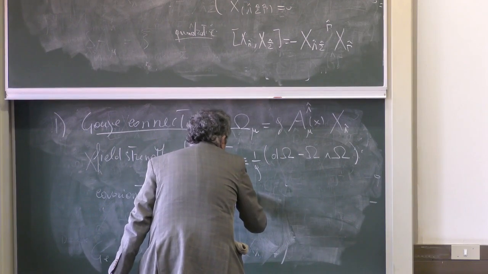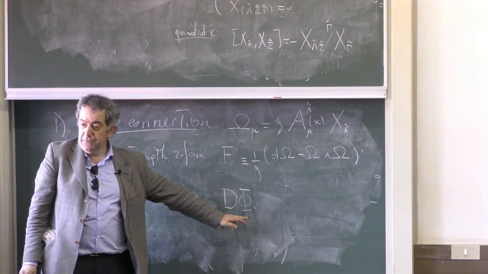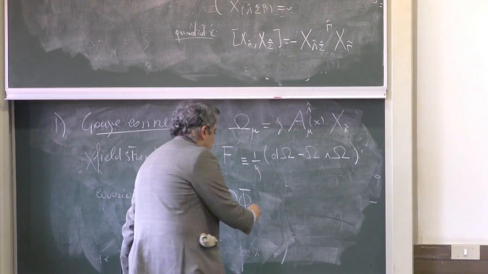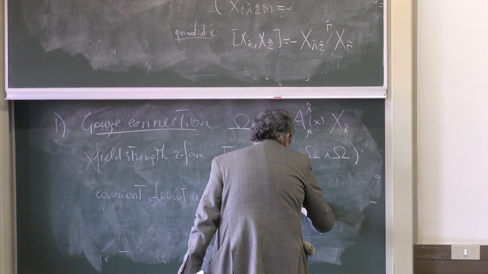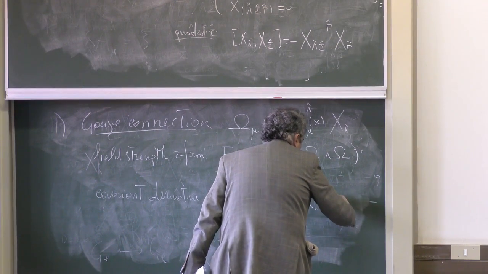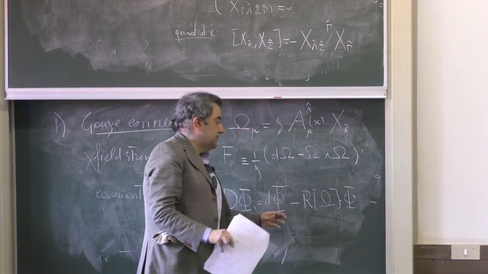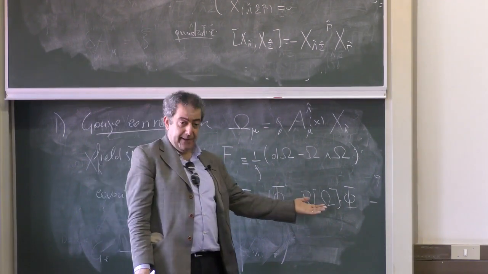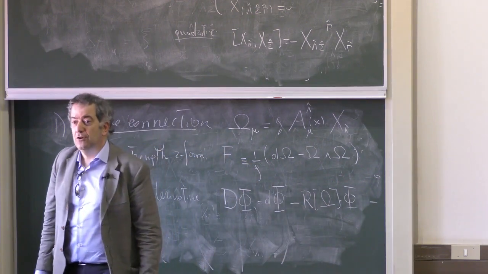And the covariant derivative on a field phi, which is in a certain representation of the gauge group, which I call R, is equal to d phi minus omega, R of omega on phi. So if phi transforms in a certain representation R, whatever, of our gauge group and so of our gauge algebra, this is the standard definition of a covariant derivative.